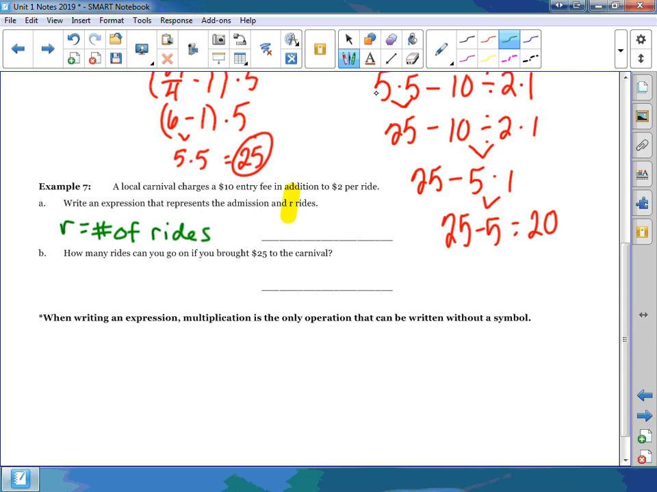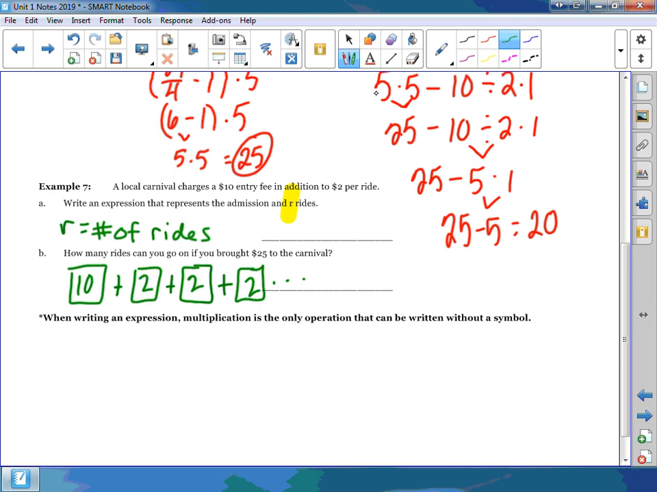So write an expression that represents the admission in R rides. Well, it's a $10 entry fee. And that $10 is just a one-time fee. It does not happen every time you take a ride. So you get into the park, but then you're going to be hit for $2 every single ride. So you start off with like a $10 fee plus $2 for this ride, $2 for this ride, and so on, all the way down the line.